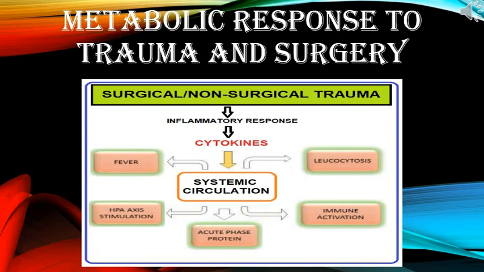Today I have a general surgery lesson for you, that is metabolic response to trauma and surgery. Response to trauma and critical illness includes various neuroendocrine, metabolic and immunological changes. The magnitude of these changes corresponds to the amount of exposed stress, that is, injury or insult.